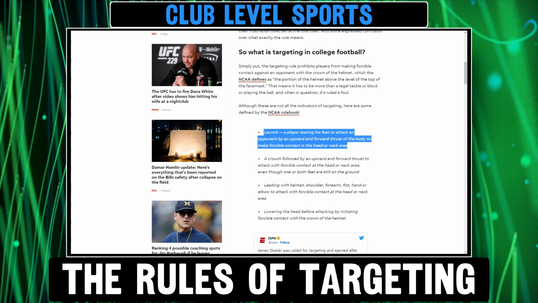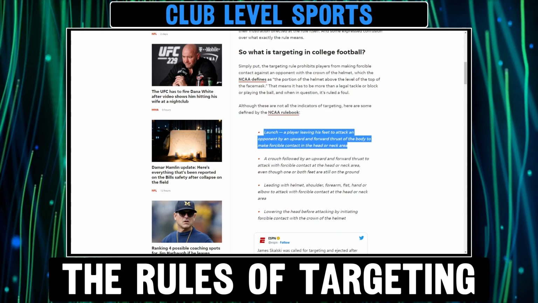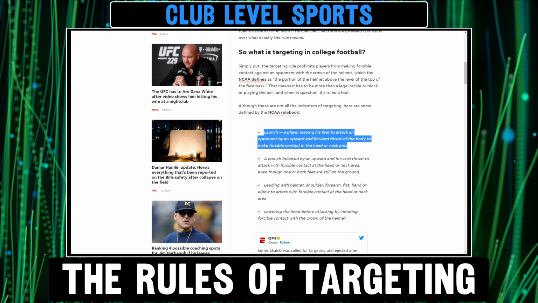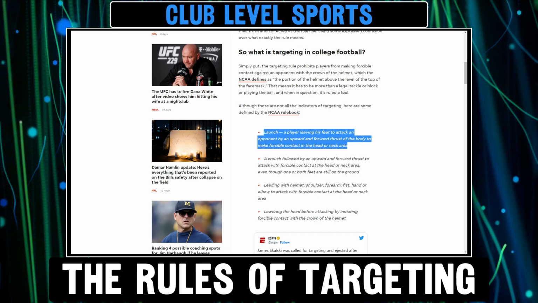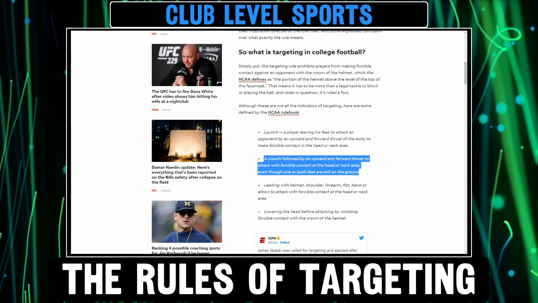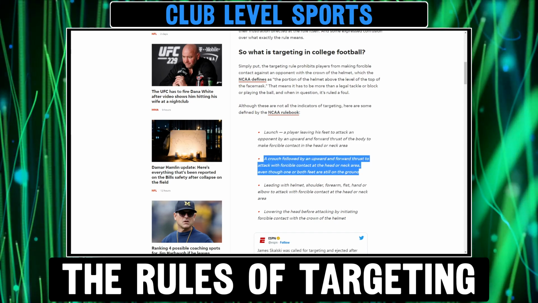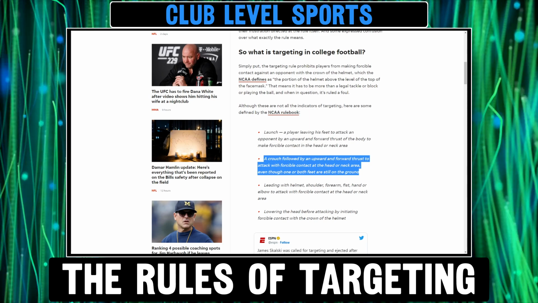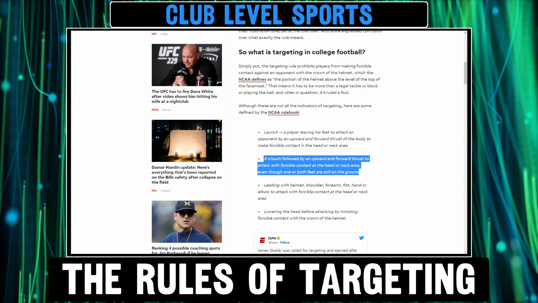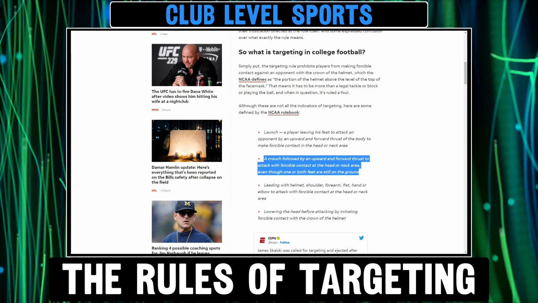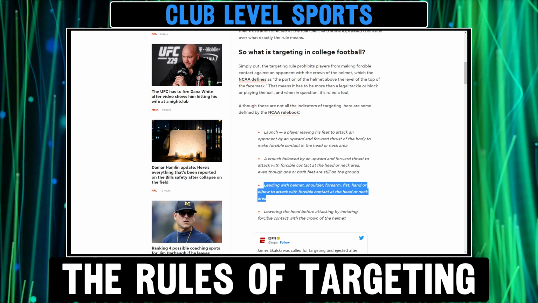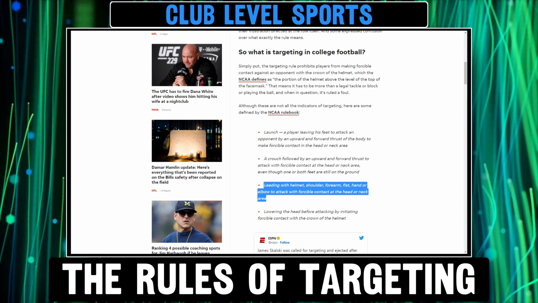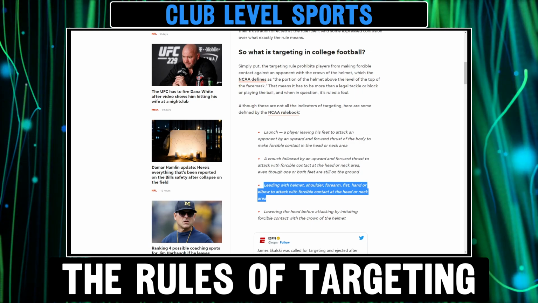First one is launch. A player leaving his feet to attack an opponent by an upward and forward thrust of the body to make forcible contact in the head or neck area. A crouch, followed by an upward and forward thrust to attack with forcible contact at the head or neck area, even though one or both of his feet are still on the ground. Next one is leading with the helmet, shoulder, forearm, fist, hand, or elbow to attack with forcible contact at the head or neck area. Now, this one is very important.